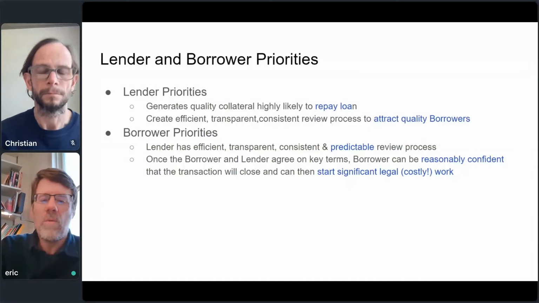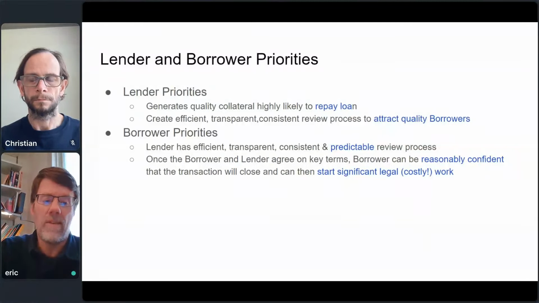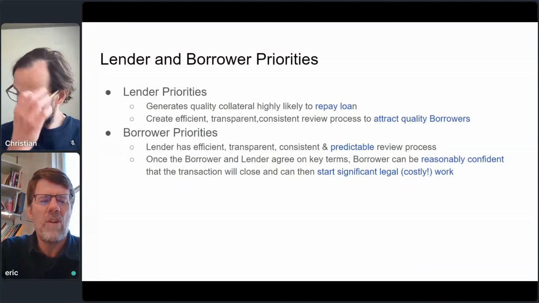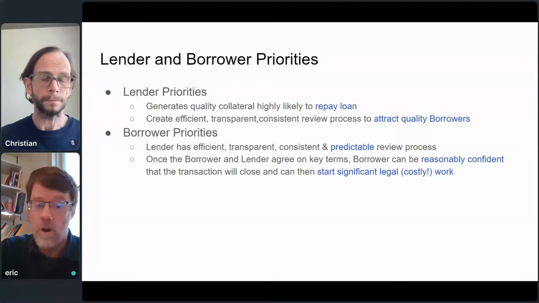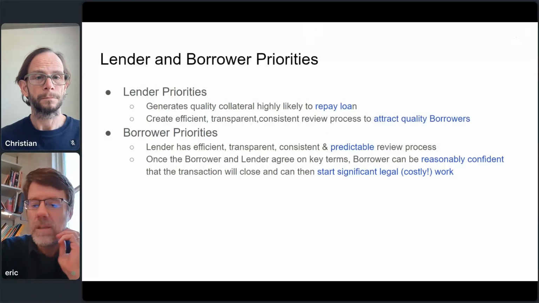Yeah. And when you think about it, once the term sheet's agreed to, that's when you start spending a lot of legal bills actually documenting things. And typically the borrower pays this. So again, they only want to start working on legal documents with lenders that have a good reputation, earned for following through once they say they like a transaction. Next slide, please.